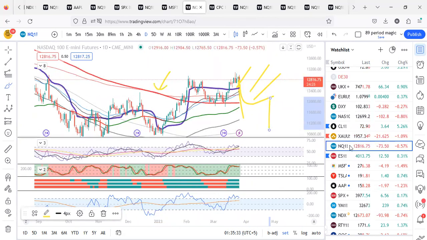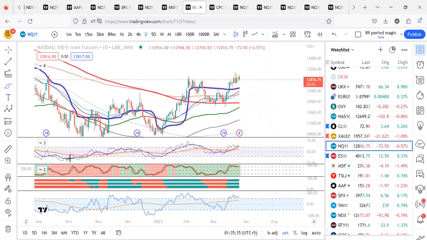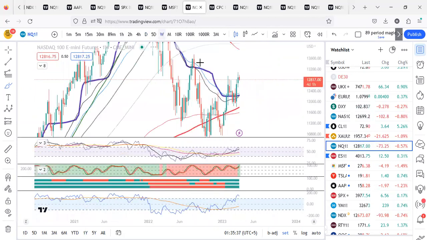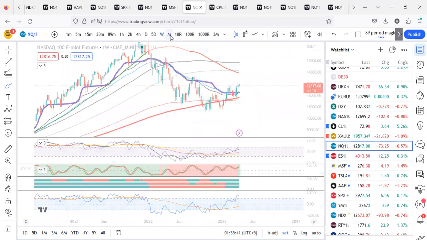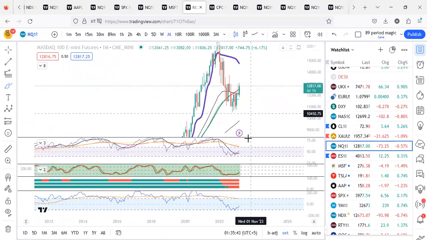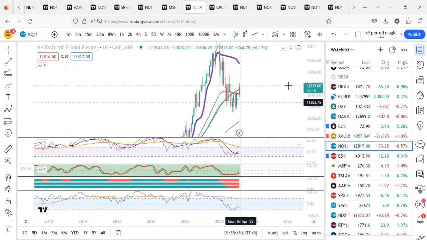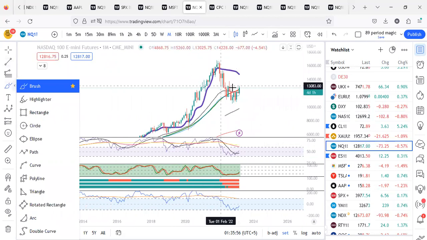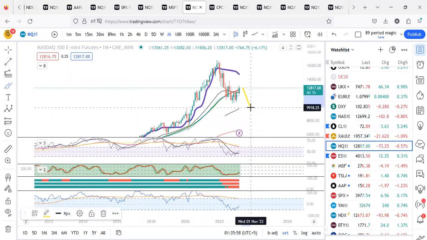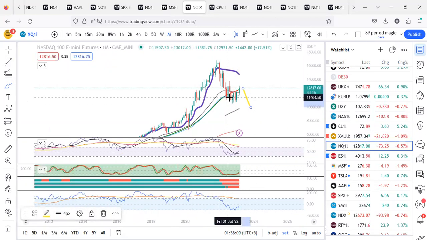We will correct and then we will go down. This is what is going to happen. We can see the plan in the weekly, and in the monthly we can also see the plan. Do you see the indicators? It is already making hidden bearish divergence on RSI on the monthly chart. So I think it will play out and we will decline like this in the monthly.